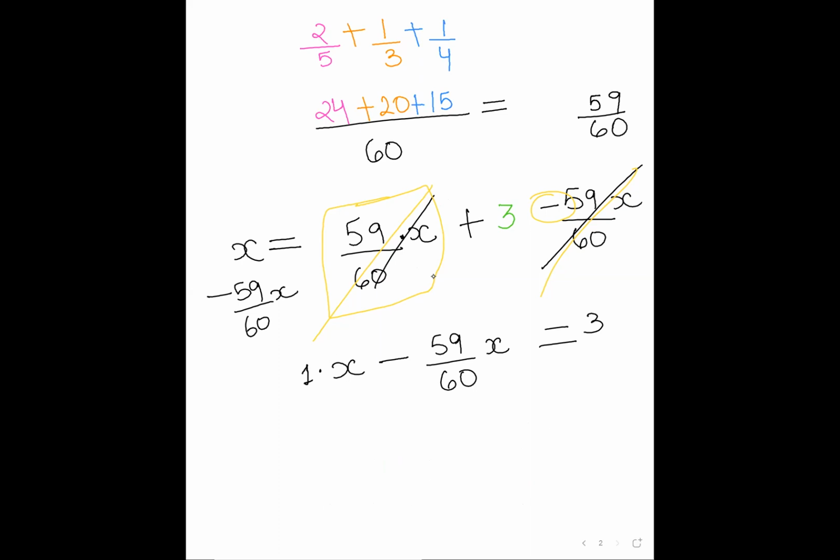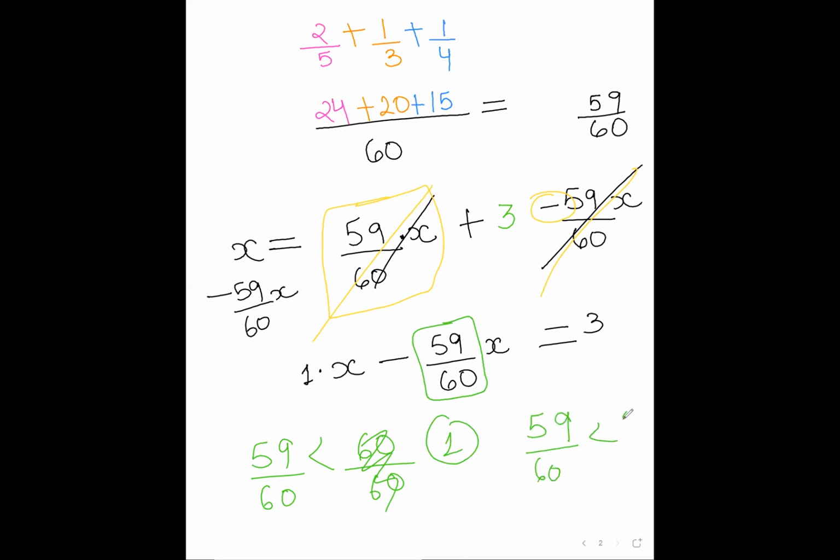Now, why we did 60 by 60 is because this is basically a fraction, right? It's something that is less than 1. 59 by 60 is less than 1. How do we know that? Because 59 by 60 is less than 60 by 60. Yes or no? And 60 by 60 is nothing but 1. So we are saying that 59 by 60 is less than 1.